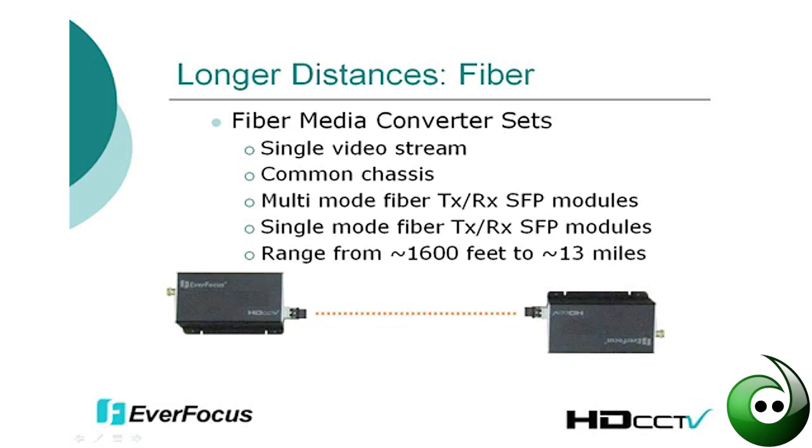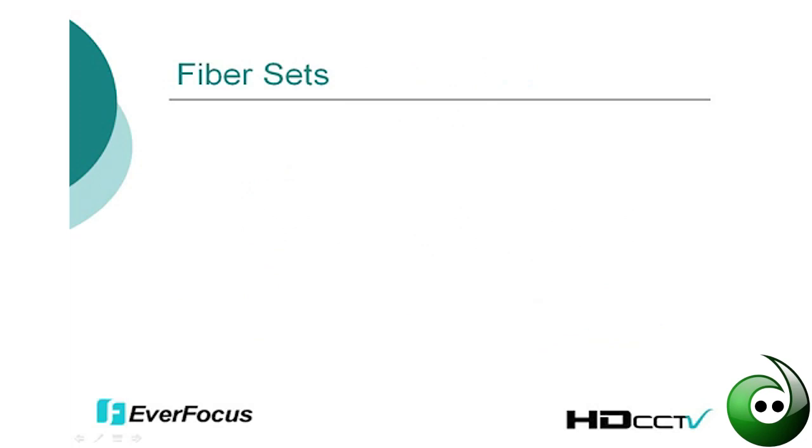To go over long distances, instead of putting multiple repeaters, it's more convenient to go with fiber media converter sets. Our sets today take a single video stream using a common chassis, and small format pluggable multi-mode or single-mode transmit and receive modules can offer you a multi-mode range from 1,600 feet to a single-mode range of 13 miles.